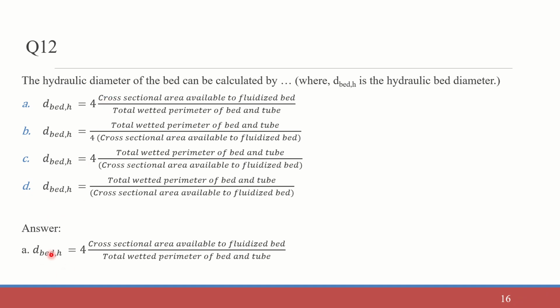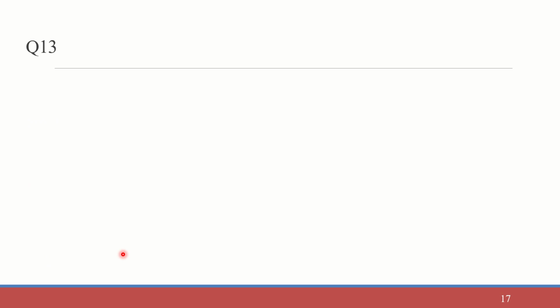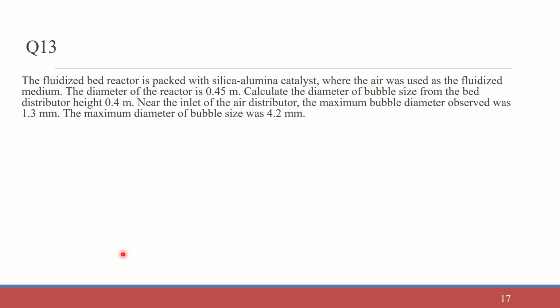Hydraulic diameter of the bed, D subscript bed H, is equal to 4 times the cross-sectional area available to the fluidized bed divided by the total wetted perimeter of the bed and tube. So now let us go to question 13. Question 13 is a numerical problem.